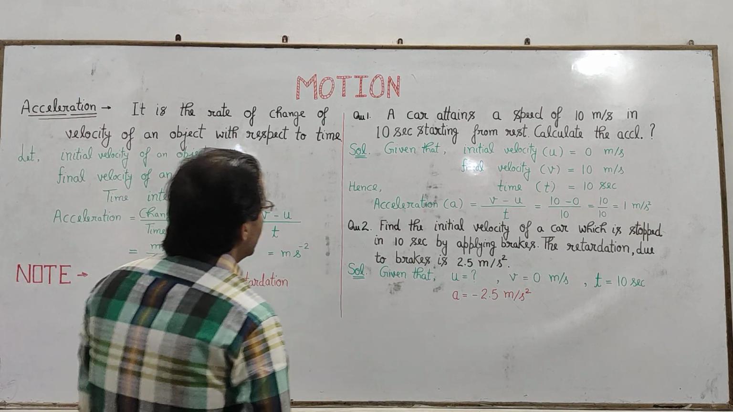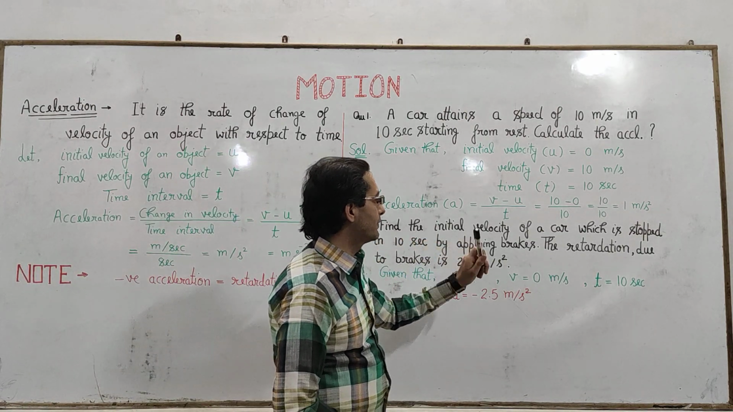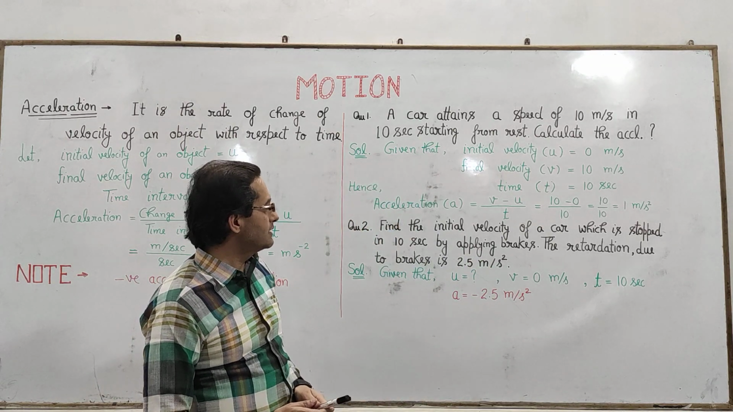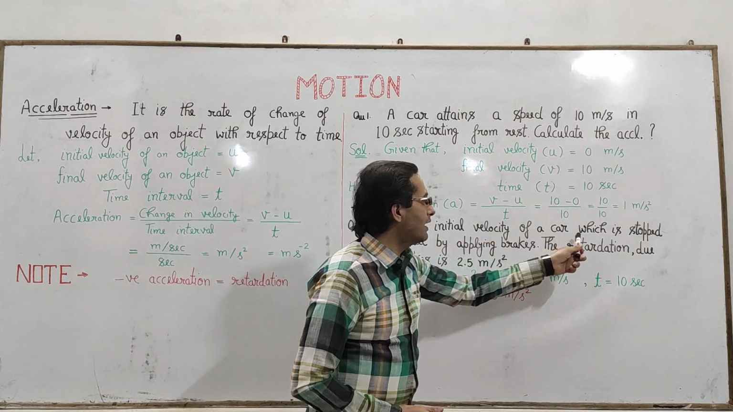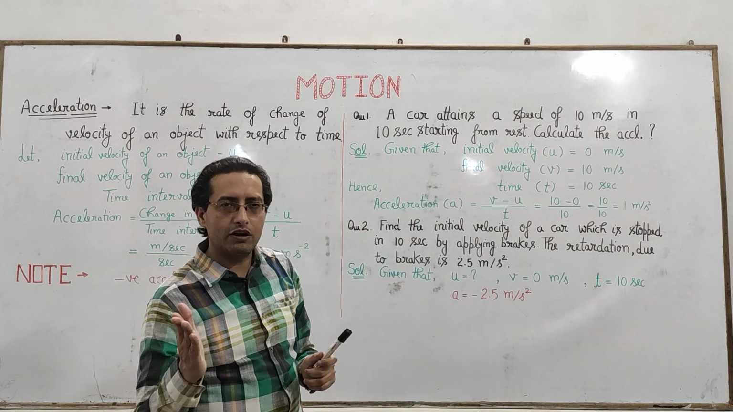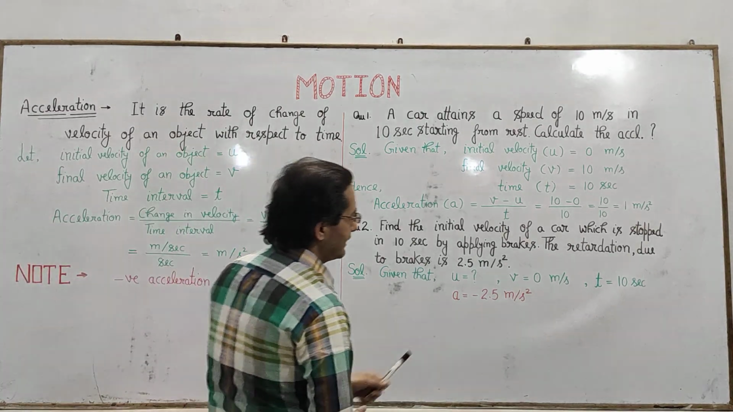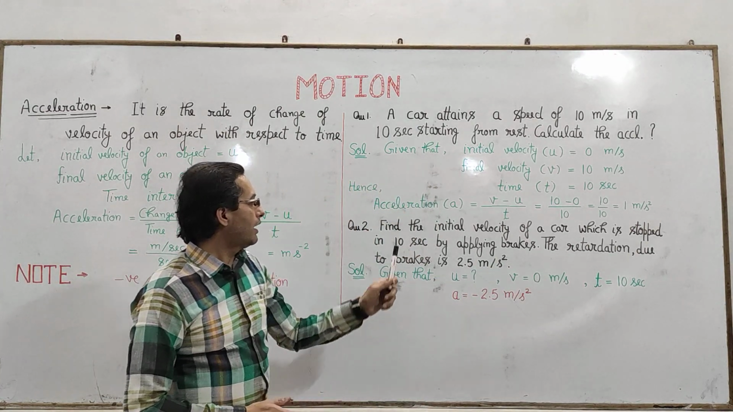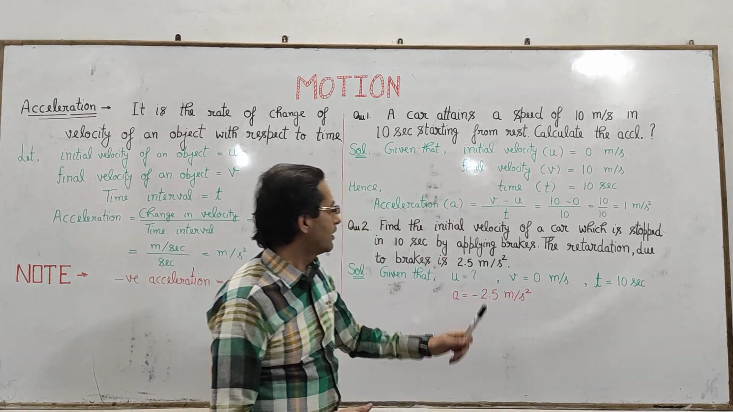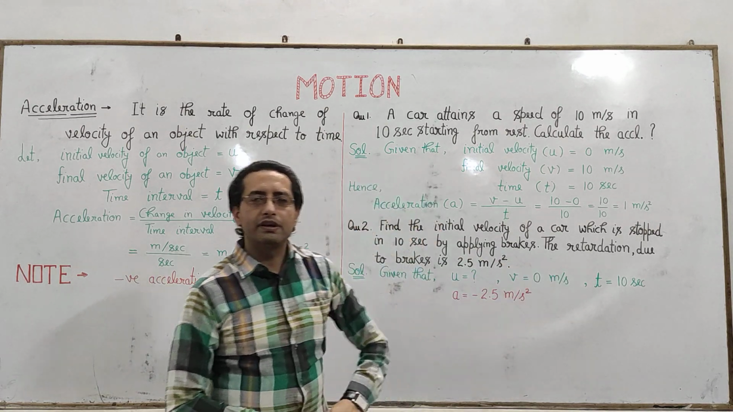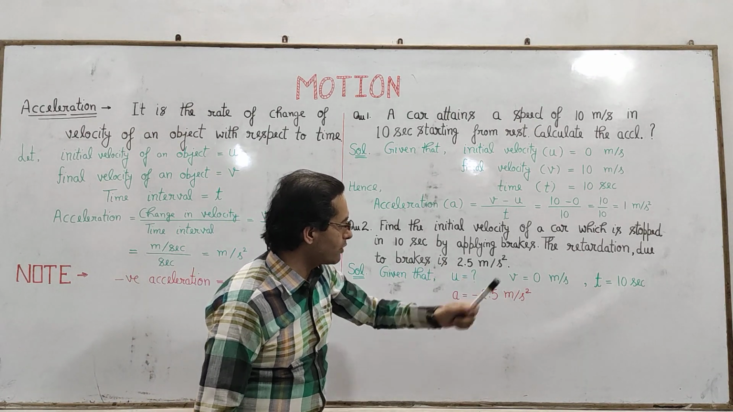Let us take a second example. Find the initial velocity, that is u, of a car which is stopped. The object is going to stop here, so the final velocity is given as 0 meter per second. In 10 seconds, that is, t is given here. The retardation due to the brakes is 2.5 meter per second square.